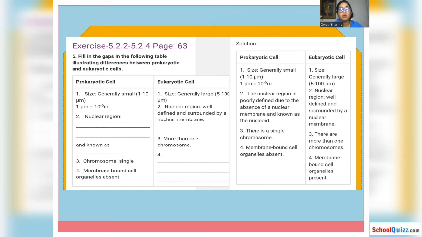Okay. If we talk about chromosomes, in the case of prokaryotes we have a single chromosome because in prokaryotes mostly asexual reproduction takes place. So because of that, only genes from one parent are inherited by the offspring. Whereas if we talk about eukaryotic organisms, there is more than one chromosome present. If we talk about membrane-bound organelles, they are basically absent in the case of prokaryotes, whereas membrane-bound organelles are present in the case of eukaryotes.